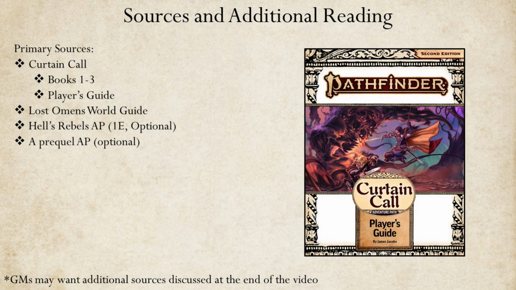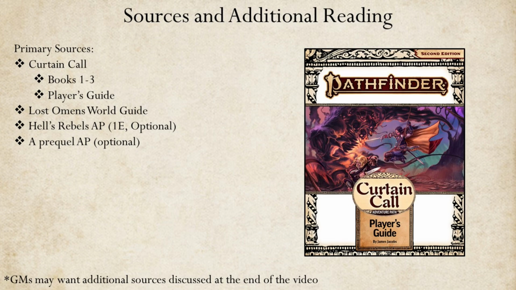Before I go any further, I should also lay out my sources for this video. If you're planning to play in Curtain Call, you or your GM will need access to all 3 books in the AP, along with the official Player's Guide PDF. I also suggest the Lost Omens World Guide as a source for players to familiarize themselves with Kintargo and the region of Ravenel more broadly.